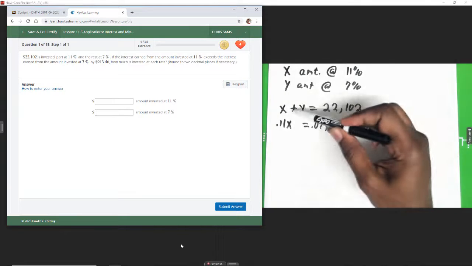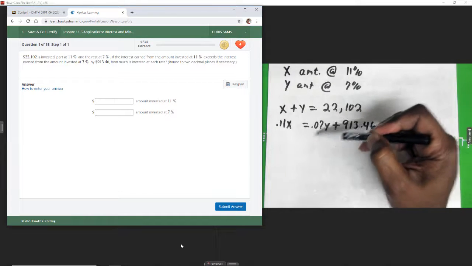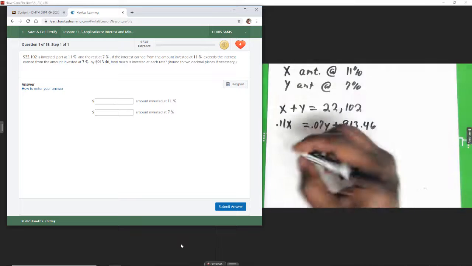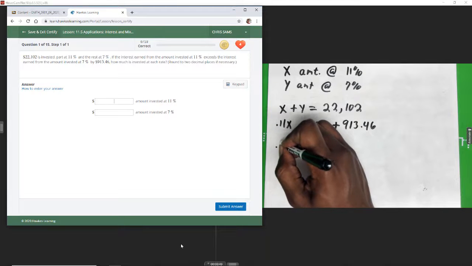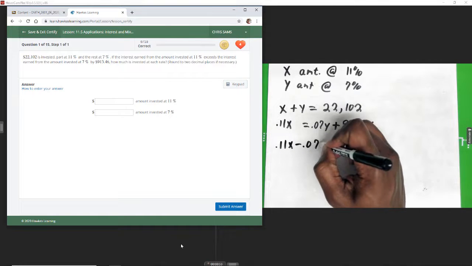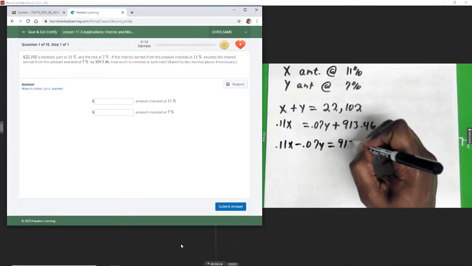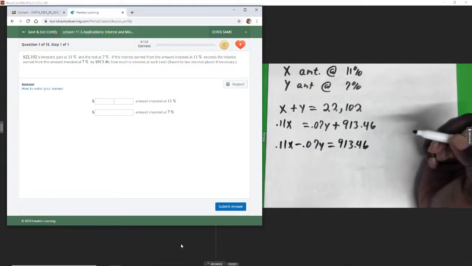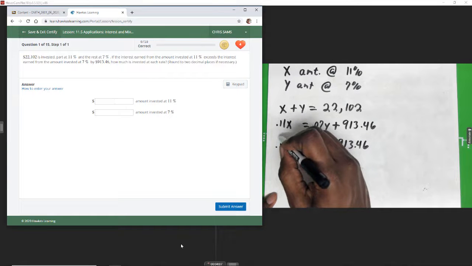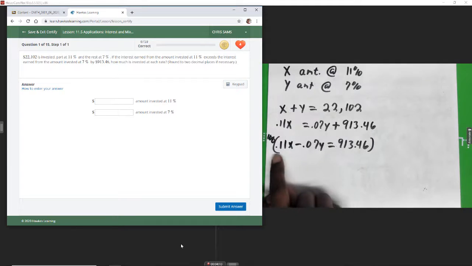All right, so I want these equations to be lined up. Notice x and y are on the same side here, but different sides down here. So I'm going to subtract and move over the 0.07y. This equation is going to become 0.11x minus 0.07y equals 913.46. In order to get rid of decimals and make this a whole number, we're going to multiply this by 100. That power of 10 is going to move the decimal over two times.